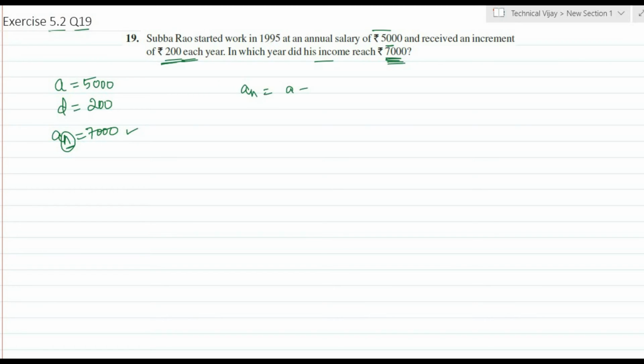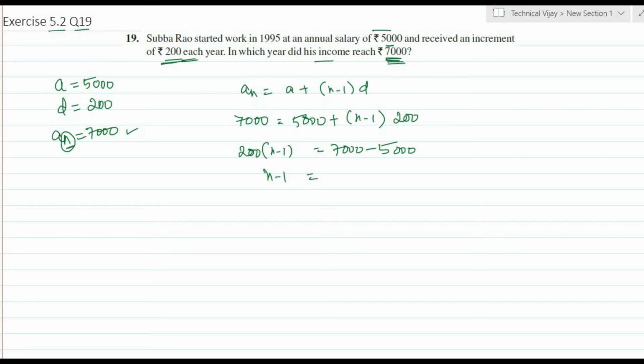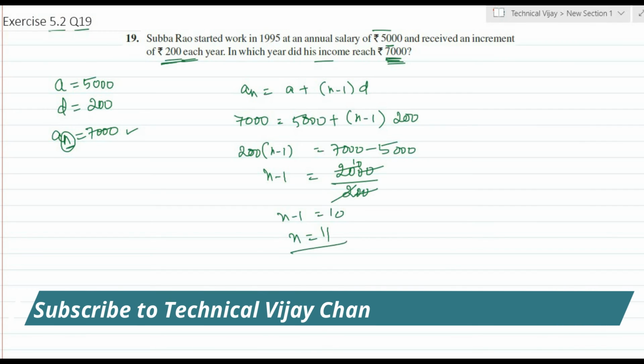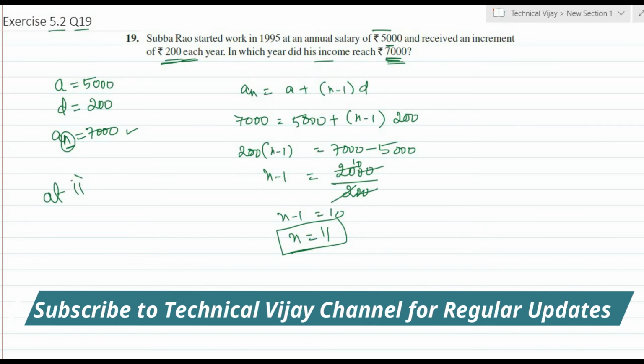So we will use the formula, A plus N minus 1 into D. Okay, AN value we know, 7,000 is equal to A means 5,000 plus, N only we have to calculate. D is 200. So 200 into N minus 1 is equal to 7,000 minus 5,000. So N minus 1 is equal to 2,000 remaining, divided by 200. So 2 zeros cancel, 2 ones are 2, 2 tens are 20. So N minus 1 is equal to 10. So N is equal to 11. So here, in the 11th year he will get 7,000 rupees.